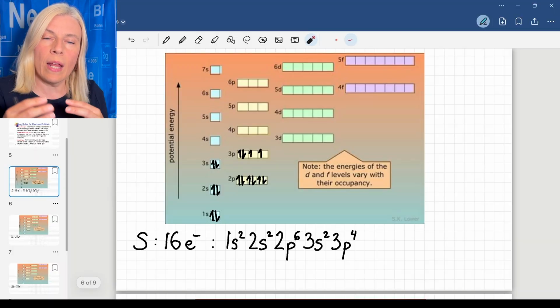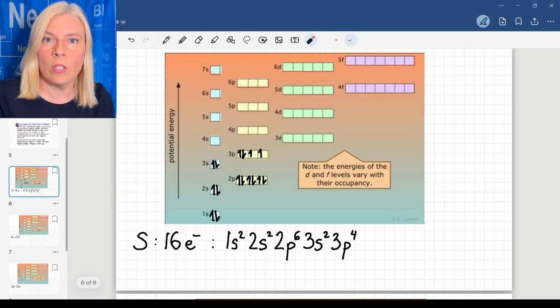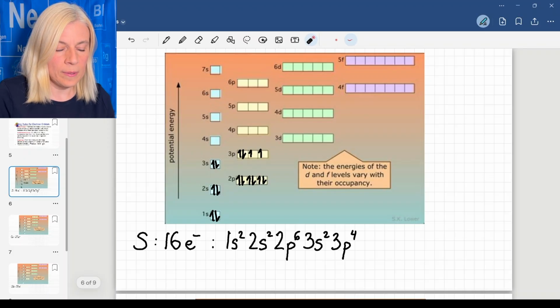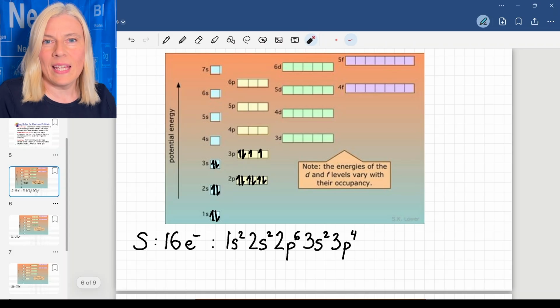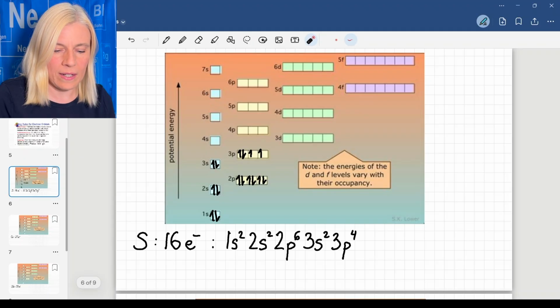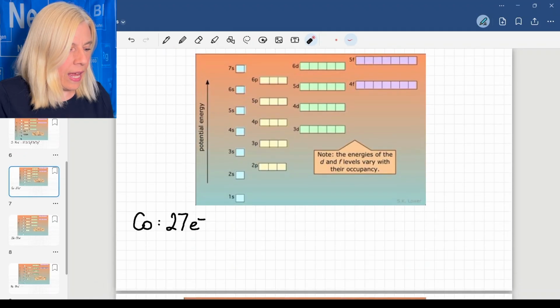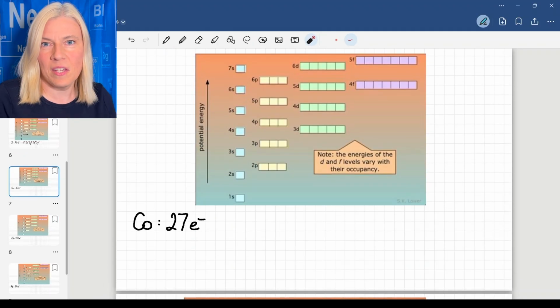So you know where electrons are most likely to be found, in what regions around the nucleus. Okay? Let's practice a little bit more. Let's make it a little bit harder. Are you ready? I picked cobalt.